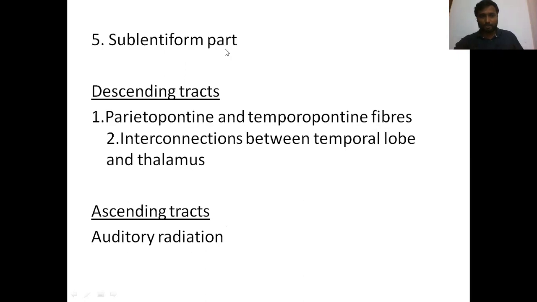Then the sublentiform part. I told you the sublentiform part moves towards the temporal lobe. So the descending fibers are temporopontine and parieto-pontine: from the parietal lobe to the pons and from the temporal lobe to the pons. Then the ascending fiber is the auditory radiation. I already told you the temporal lobe has the auditory area, so auditory radiations.